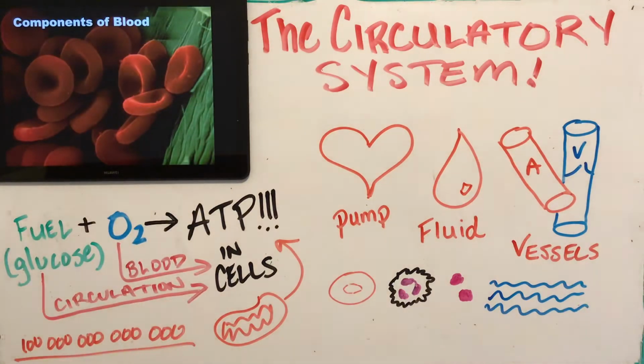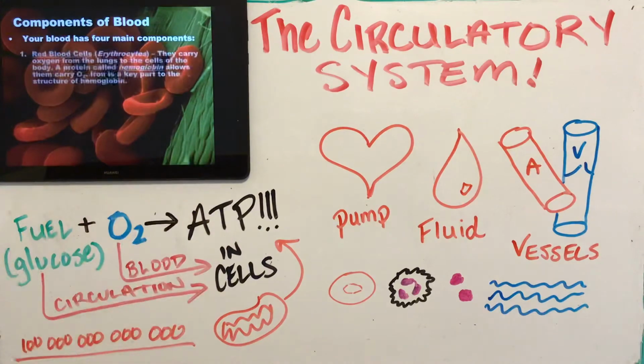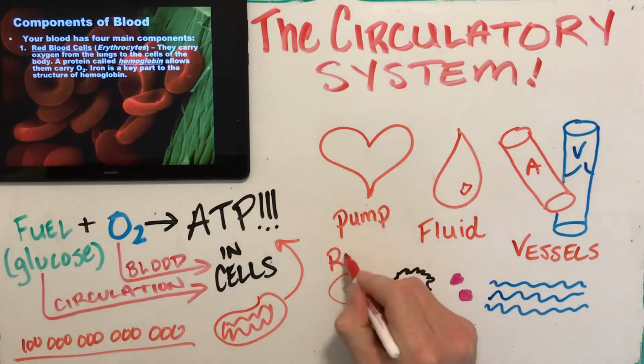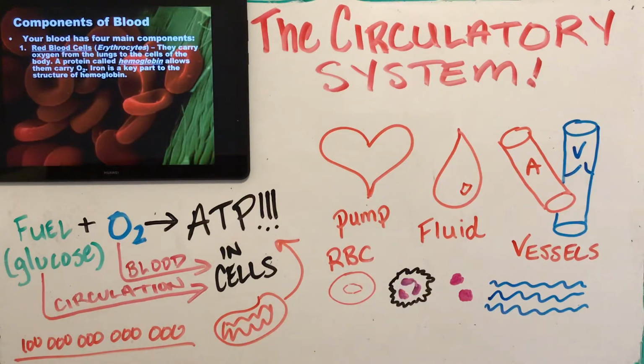The components of blood. I've drawn the 4 components down here, all right? So for the components of blood, there's 4 of them. The first one are the red blood cells. Red blood cells. All right? Now, red blood cells, their scientific name, if you want to sound smart, is erythrocytes. Red blood cells are called erythrocytes.